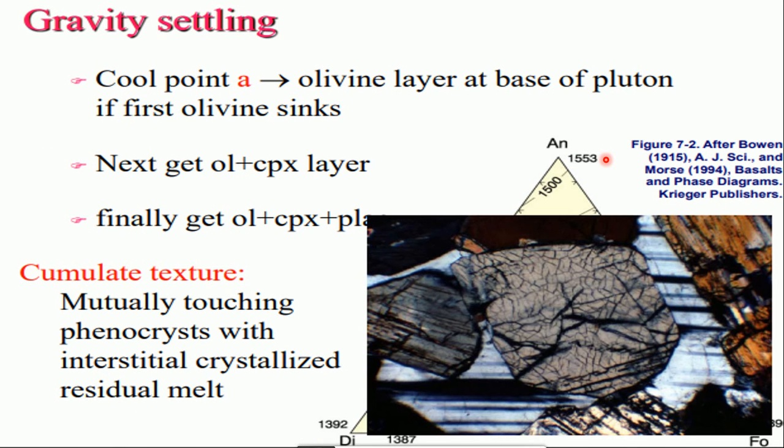Now, cumulate texture is also called a gravity settling texture. It is often asked in the GATE exam what the gravity settling texture is, and that is the cumulate texture. Mutually touching phenocrysts with interstitial crystallized residual melt, and you can see the thin section of the cumulate texture, orthocumulate and plagioclase.